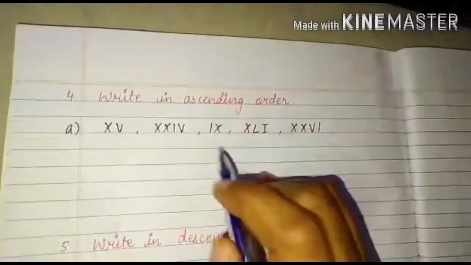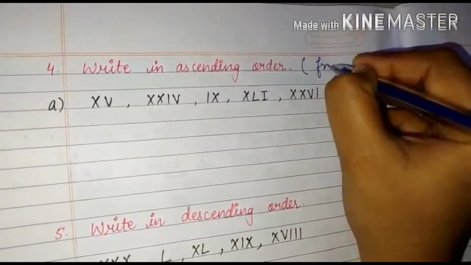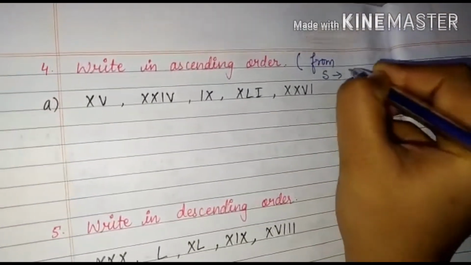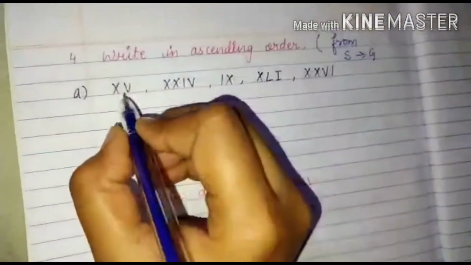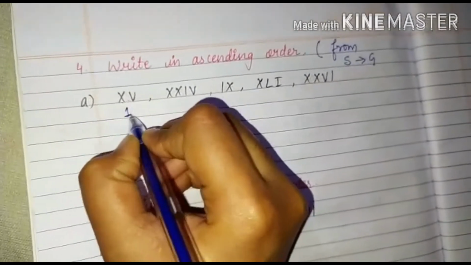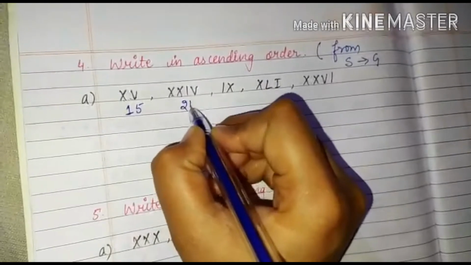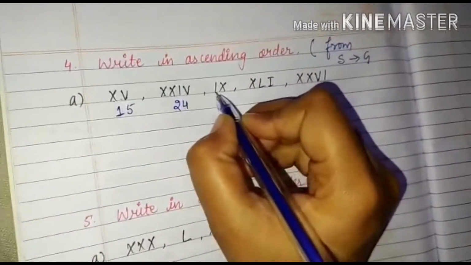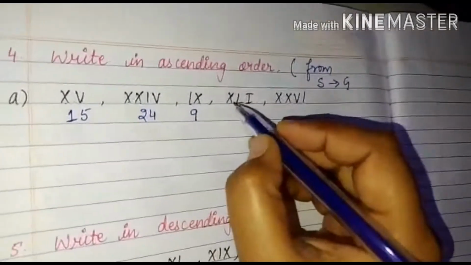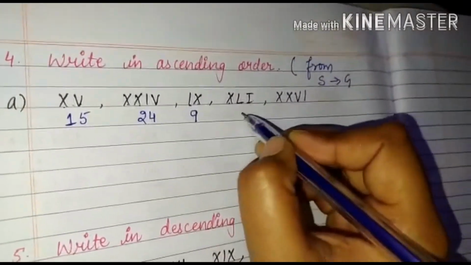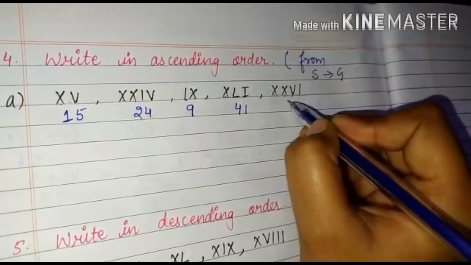Now the next question is to write in ascending order. You all know what ascending order is: from smallest to greatest. First I will write them in Hindu Arabic form. That is 10 plus 5, 15. This is 10, 10, 20, IV is 4, so 24. I was written to the left of X, so that means 1 subtracted from X, 9. XL, look, is 40 and I is 41. XX is 20, 25 plus 1, 26.